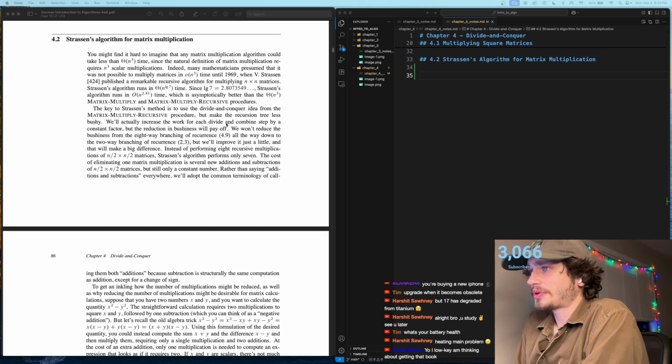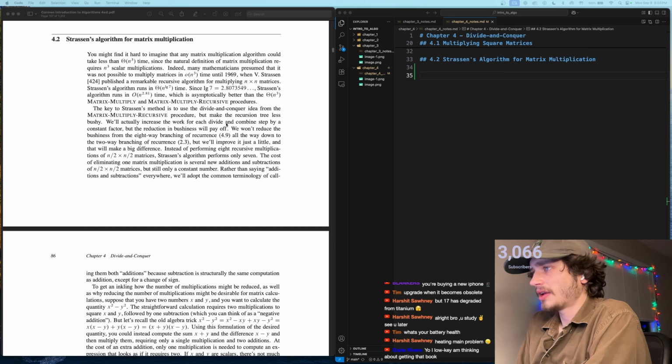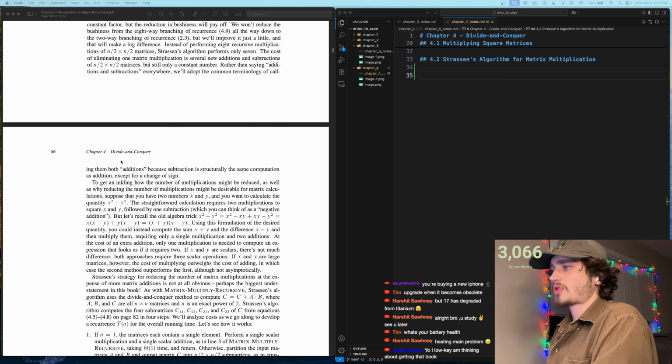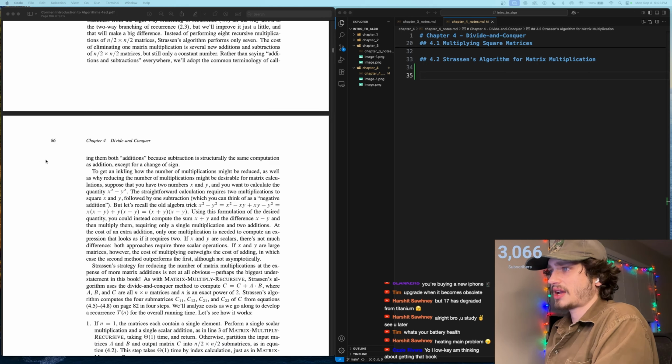Instead of performing 8 recursive multiplications of n over 2 by n over 2 matrices, Strassen's algorithm performs only 7. The cost of eliminating one matrix multiplication is several new additions and subtractions of n over 2 by n over 2 matrices, but still only a constant number. Rather than saying additions and subtractions everywhere, we'll adopt the common terminology of calling them both additions because subtraction is structurally the same computation as addition except for a sign change.